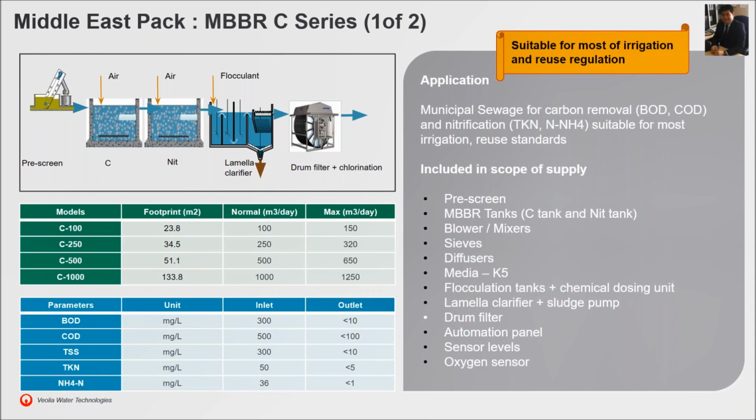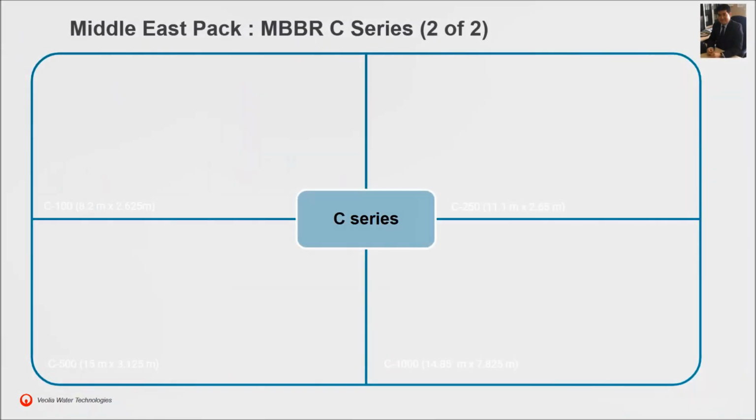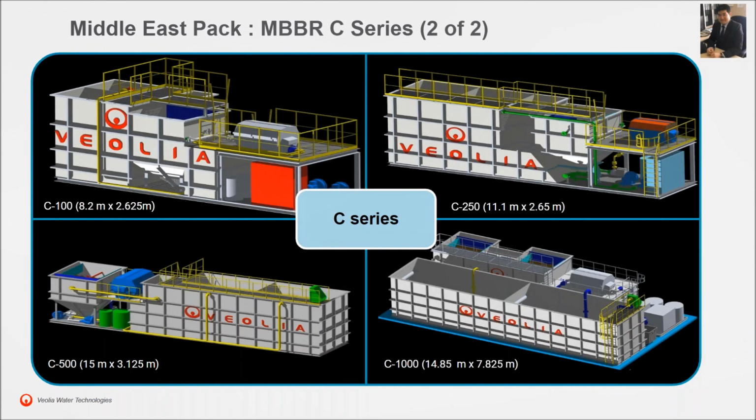So now let us see a little bit more in detail how it looks in the next slide. Here are the isometric view or the model view for the C series. As you can see, we have the 4 models there with an indication of the dimension. You can see the 2 tanks and the drum filter on the elevated area. Here, as you can see, it is very compact, skid mounted and pre-assembled.